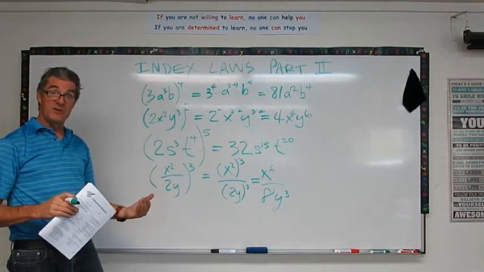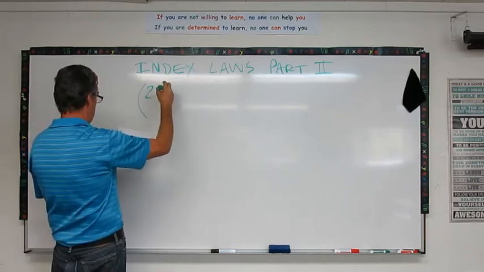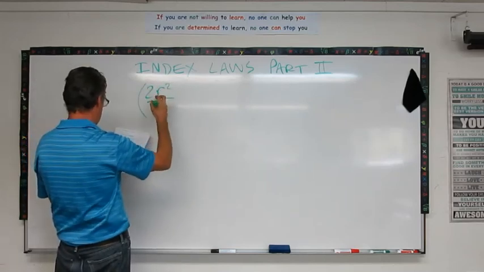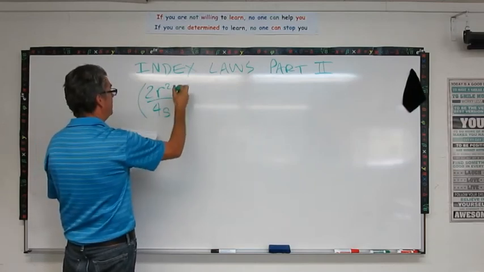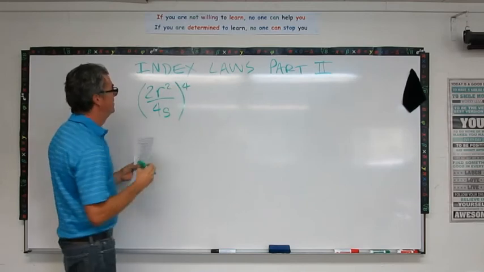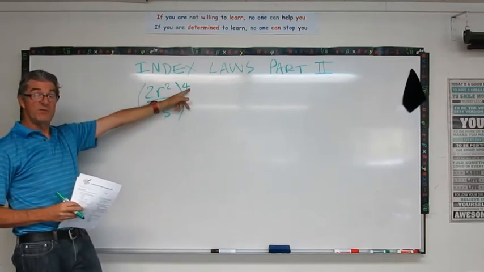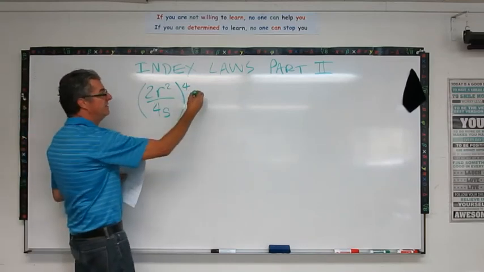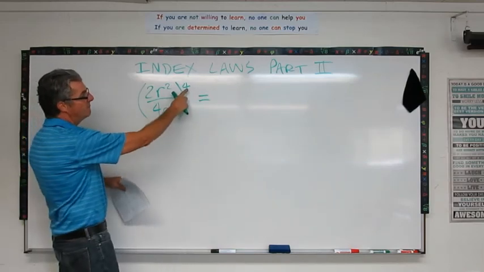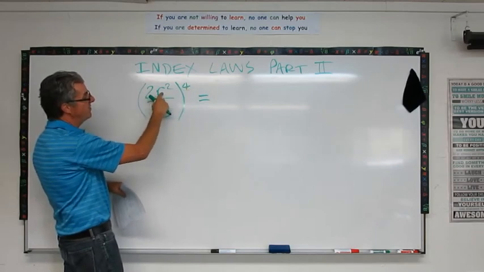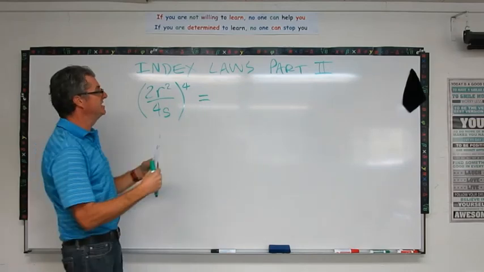Okay, I have one more for you to try. So let's try this one. Okay, so this is (2r squared over 4s) raised to the 4th power. Okay, there's a lot going on there. Pause the video. Okay, let's see how you did. So my 4th power is going to get distributed on both of those. So 2 to the 4 is 2, 4, 8, 16.